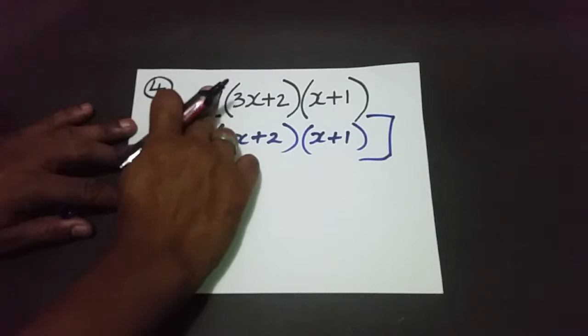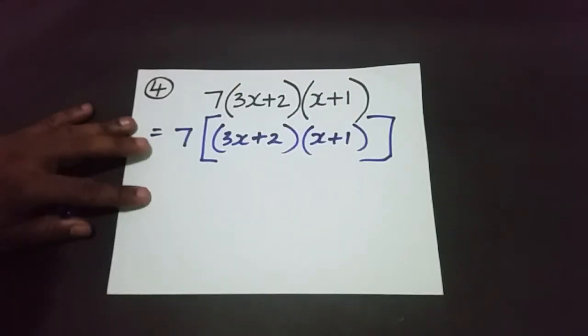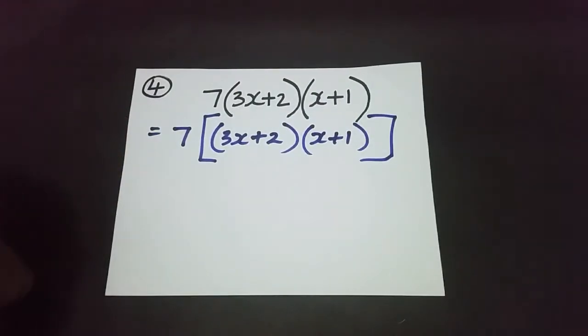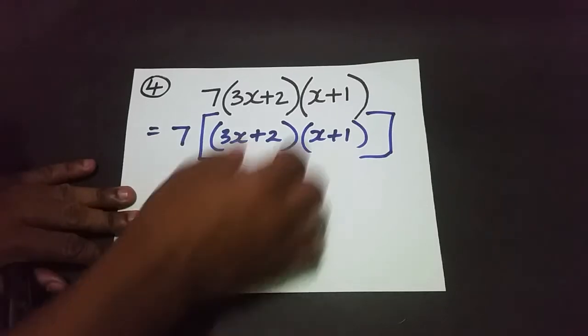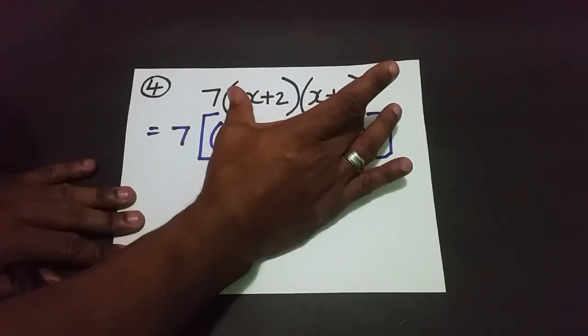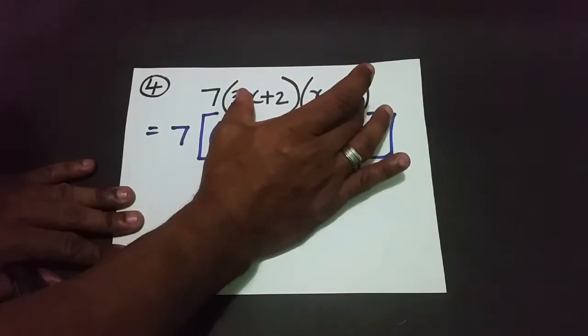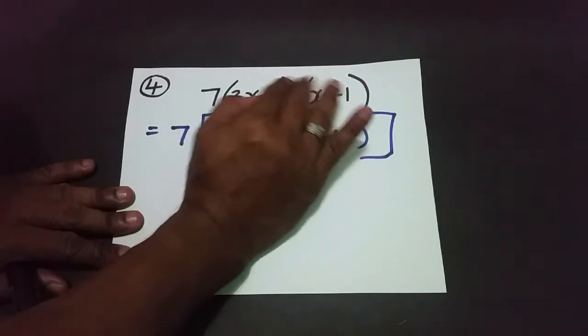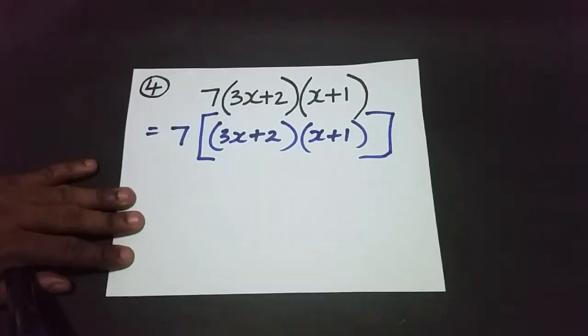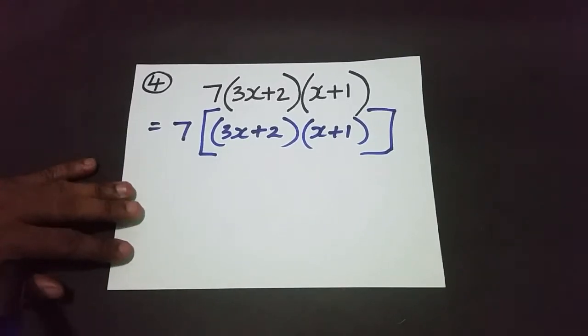So whenever you have 1, 2, 3 things to multiply, or 3 terms, or 3 brackets, or 2 brackets and a number, focus on finding the product of the last 2. So in this particular case, we're finding the product of the last 2 brackets. Expand, simplify, and then multiply the result by 7.